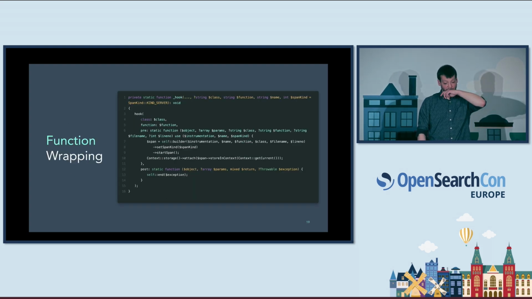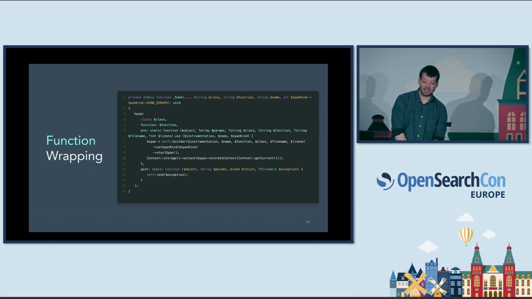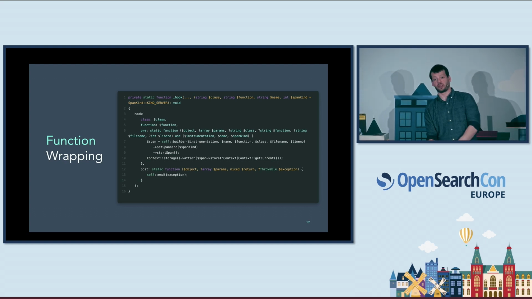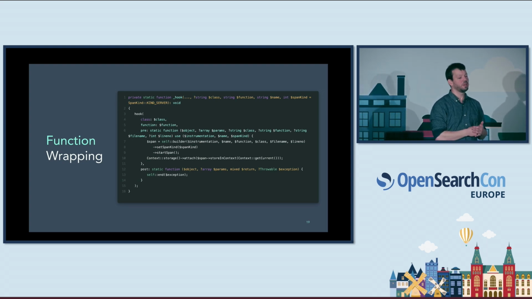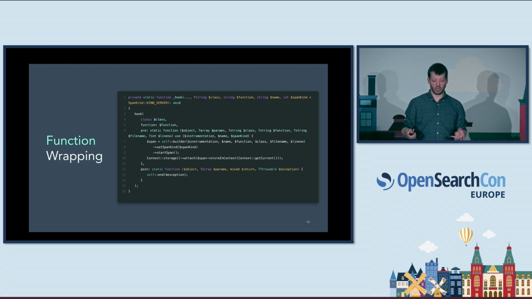Then we have function wrapping. So I mentioned that PHP interpreter, right? It gives us this hook function, which is great, because we can just use it to then hook in. And depending on how your PHP framework is orchestrated, you can hook into the function that's making your HTTP calls or your request handlers or what have you.